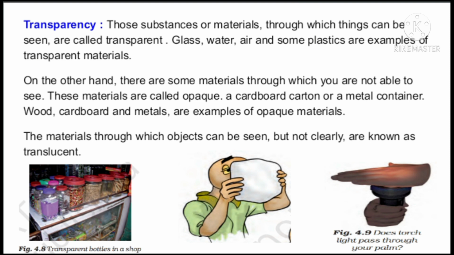On the other hand, there are some materials through which we are not able to see. These materials are opaque. Cardboard will not allow us to see through it at any cost. So metals, cardboard, and wood are all examples of opaque materials. There are also many materials which allow us to see but not clearly. Those are translucent materials.